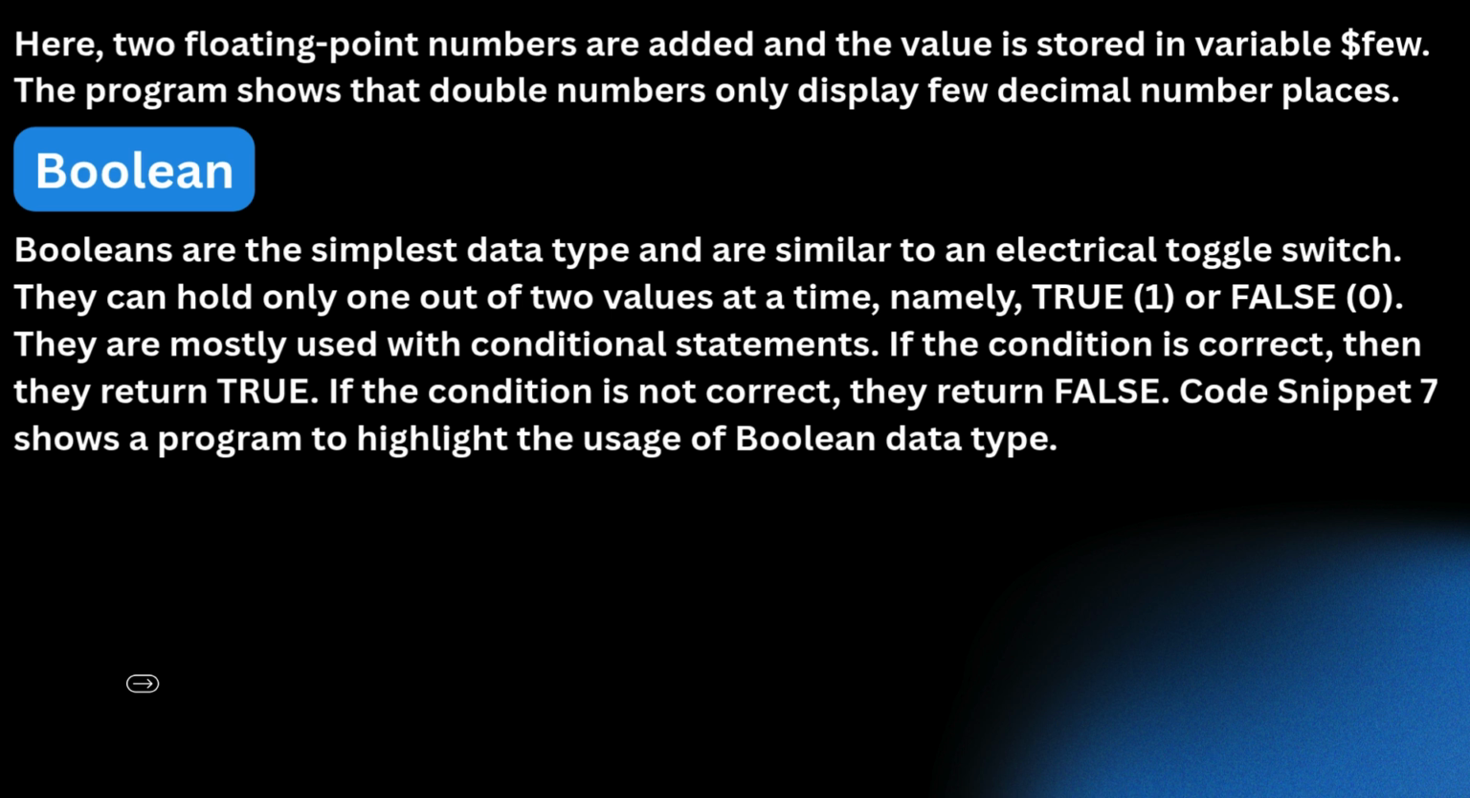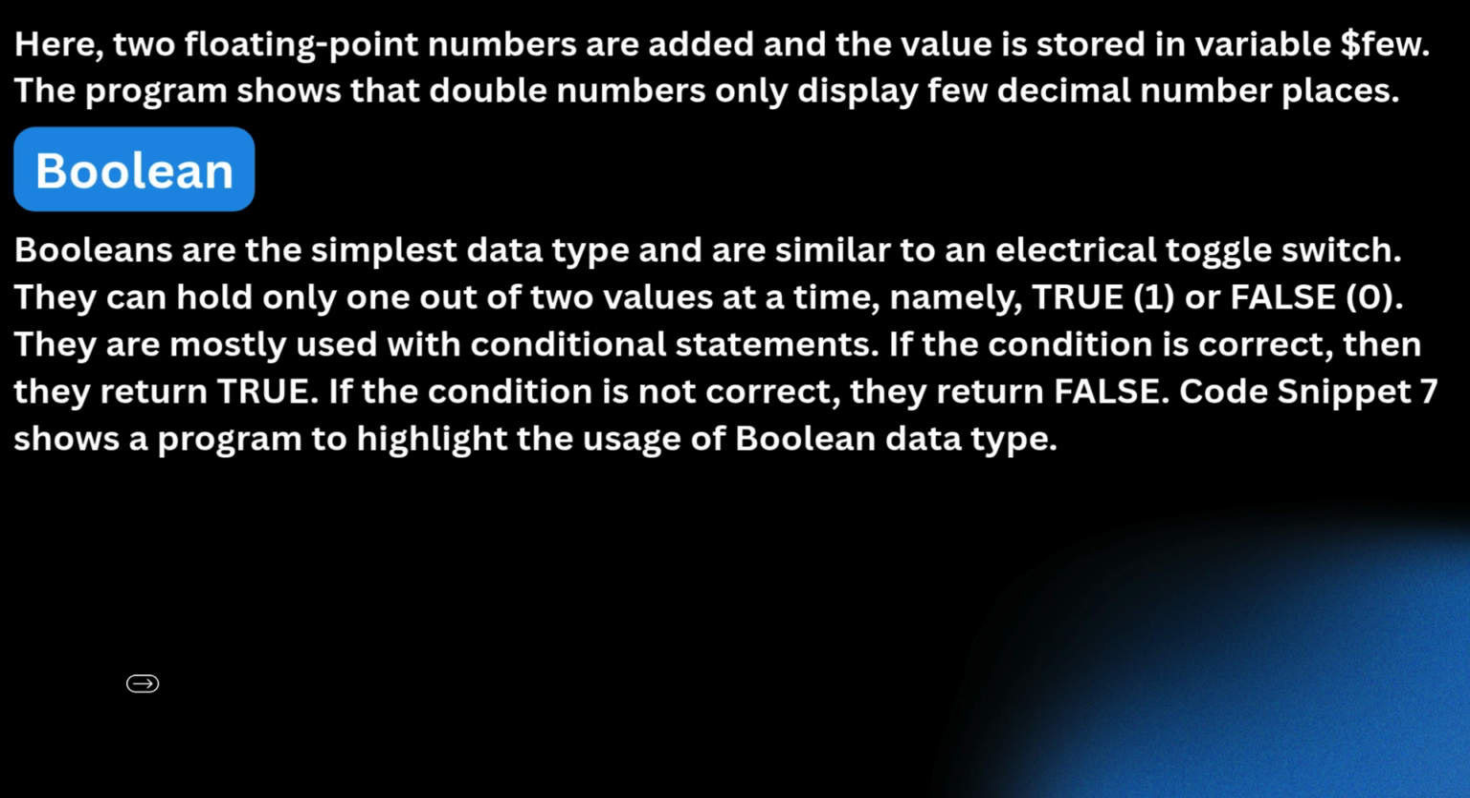It clearly shows that PHP automatically displays only the necessary number of decimal places, keeping the output neat and easy to read while maintaining full mathematical accuracy. Now, moving forward from numeric data types, let's explore another important concept in PHP, the Boolean data type.